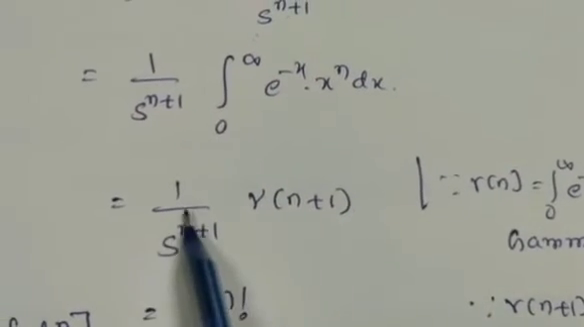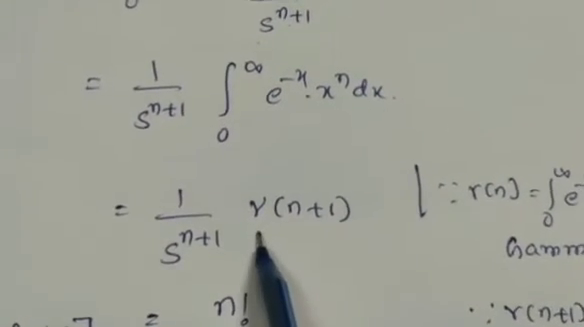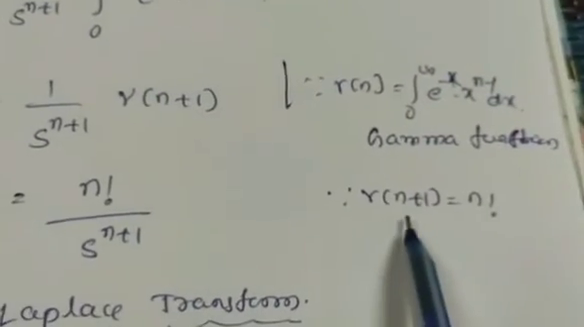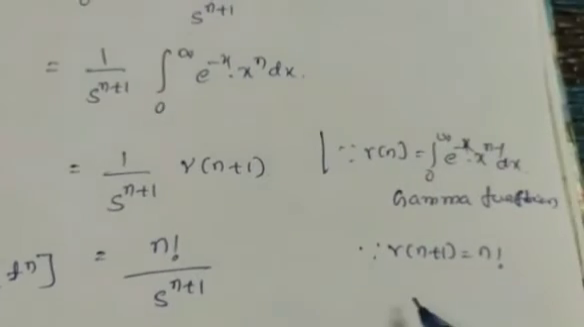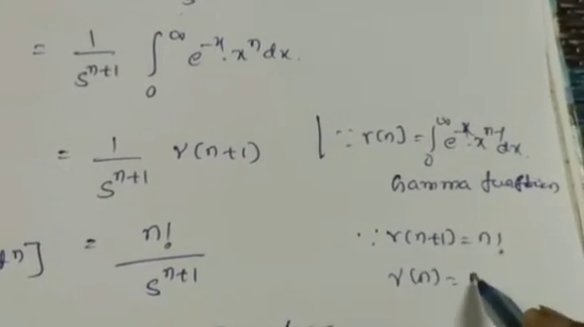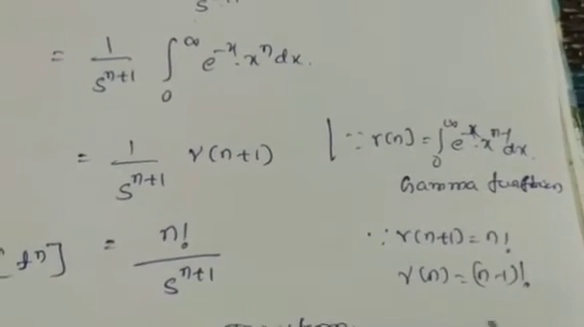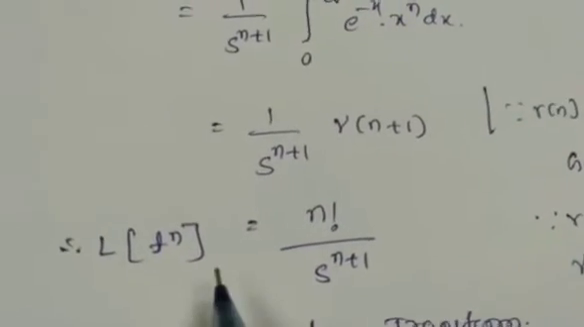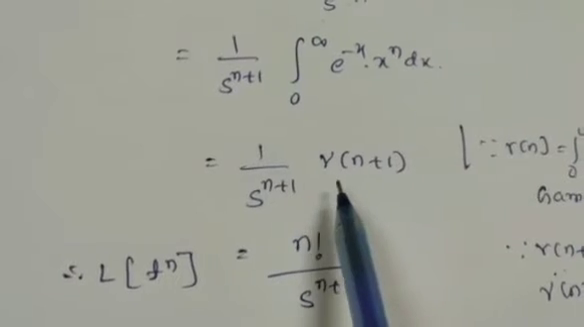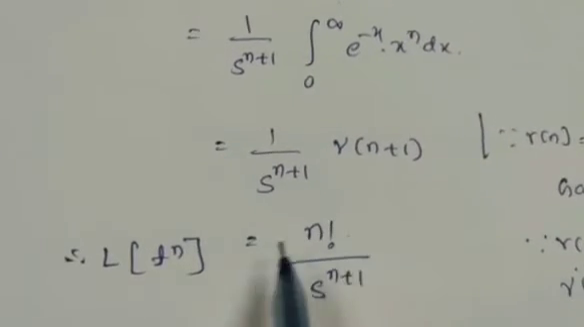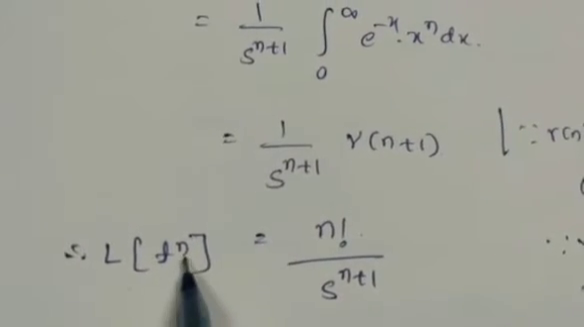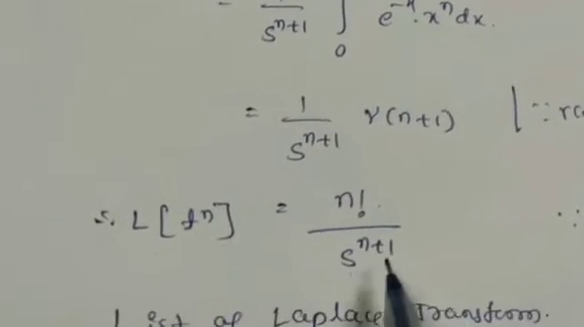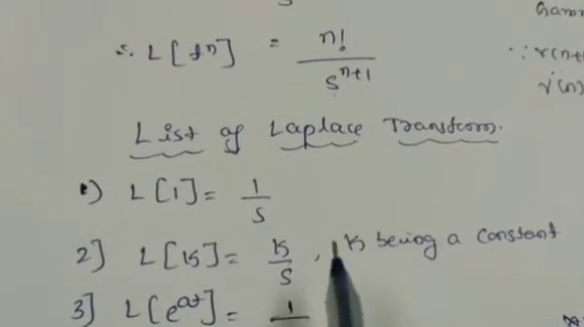So it is equal to 1 divided by s to the power of n plus 1 into gamma n plus 1. Again we know the definition of gamma n: gamma n is equal to n minus 1 factorial, or gamma n plus 1 is equal to n factorial. So we can take gamma n plus 1 equal to n factorial. Therefore, the Laplace transform of t raised to n is equal to n factorial divided by s to the power of n plus 1.